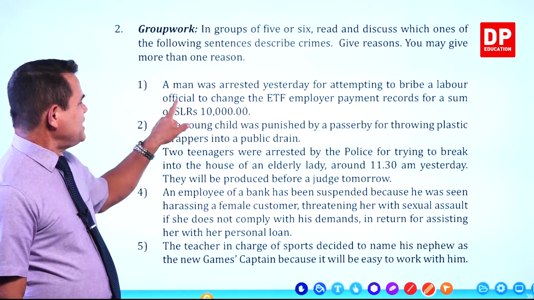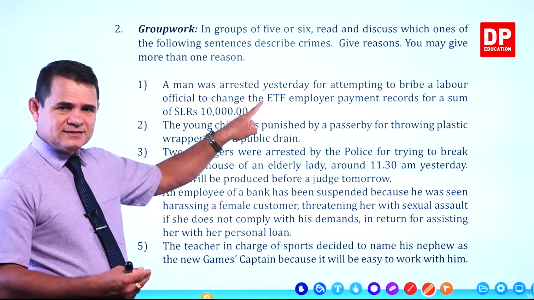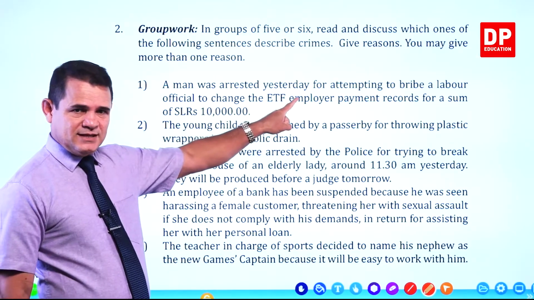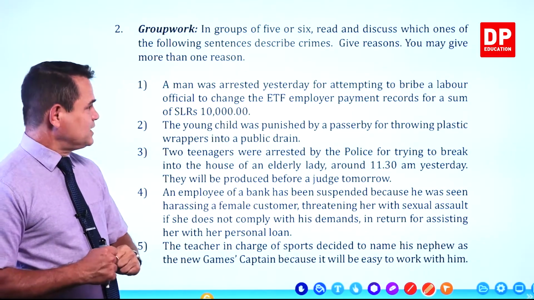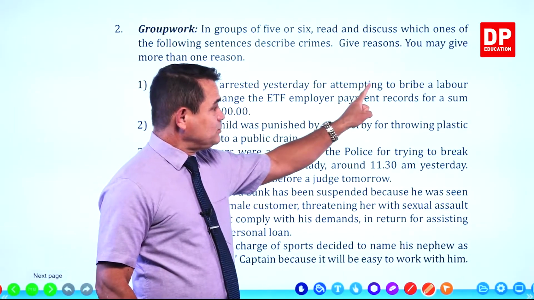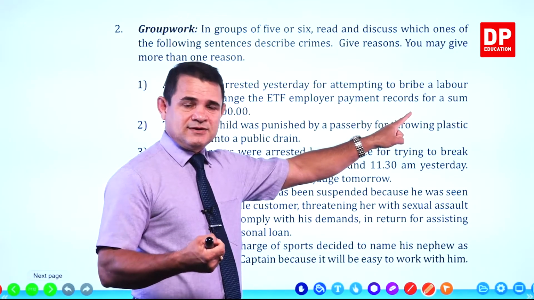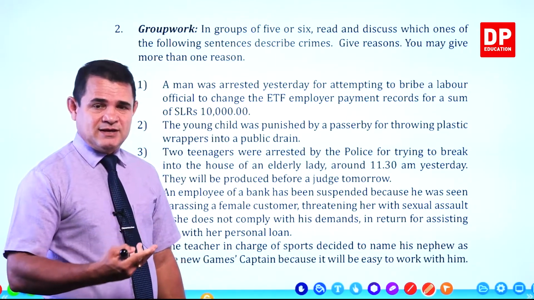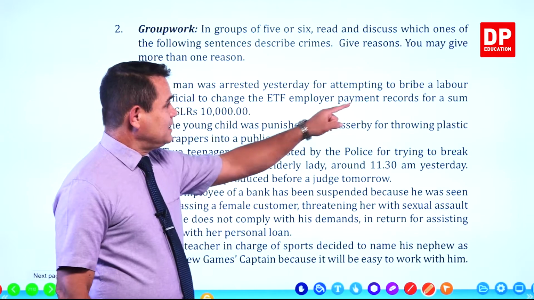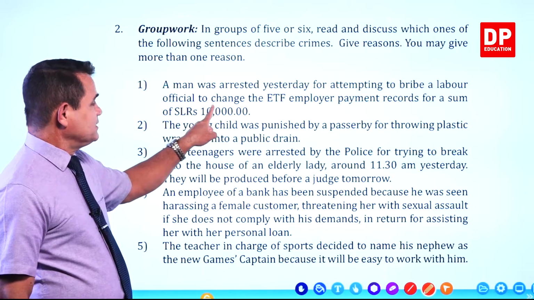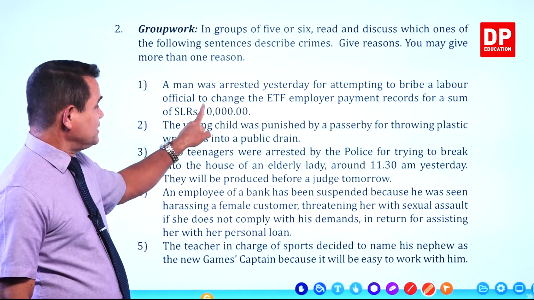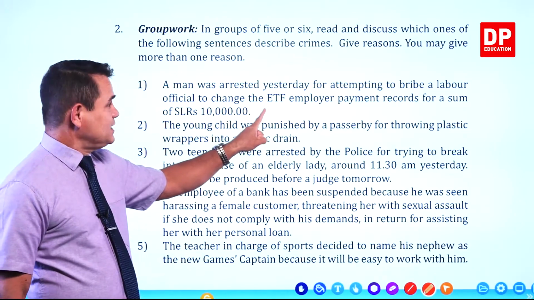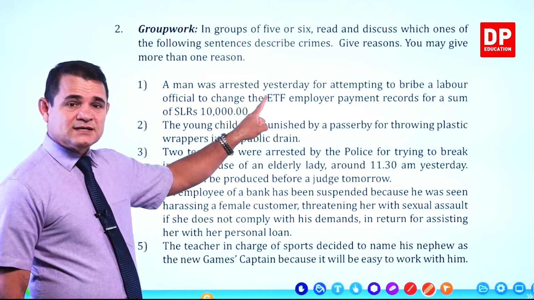What does it mean? A man was arrested. Arrest කරා අත්අඩංගුවට ගත්තා. මිනිස්සෙක්ව මොකටද? Actually yesterday ඊයේ මිනිස්සෙක්ව අත්අඩංගුවට ගත්තා. මොකටද? For attempting to bribe. Bribe means අල්ලස් දෙනවා. Attempting to bribe means අල්ලස් දීමට උත්සාහ කිරීමේදී. A labor official. නිලධාරියෙකුට, කම්කරු නිලධාරියෙකුට change the ETF employer payment. ETF, Employers Trust Fund.